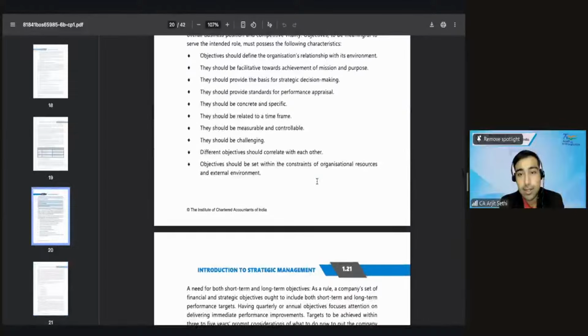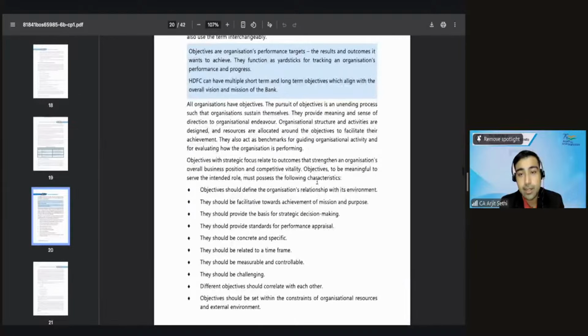Objectives. Objectives क्या होते हैं भाई? Objectives are small tasks that you should complete to achieve your mission or vision. The characteristics of objectives, very commonly asked question in CA examination under strategic management. Okay, the characteristics of objectives on your screen, my friend.